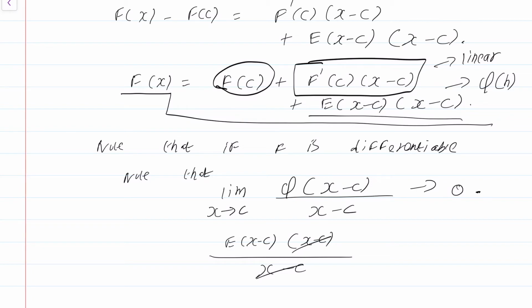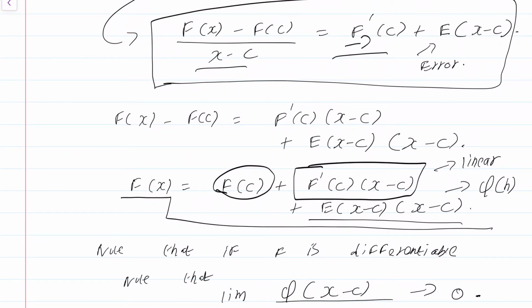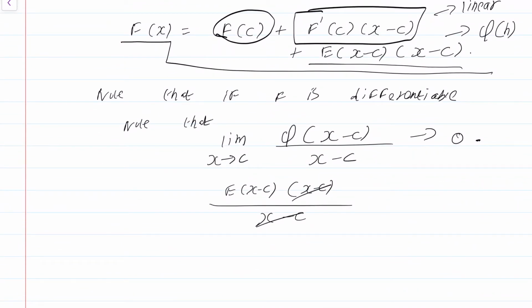That's precisely the definition of saying that this limit, f of x minus f of c by x minus c, is in fact equal to f prime of c, right? So this error term goes to 0 as x approaches c. So what does that tell you about this? Well, we can write f of x equal to f of c plus f prime of c into x minus c plus phi of x minus c.